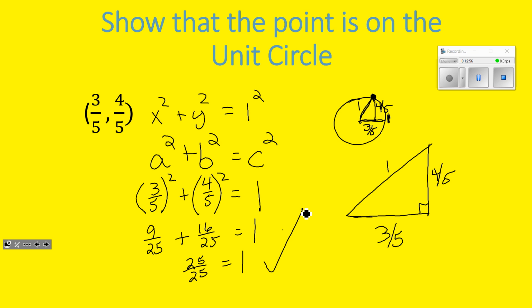What if it didn't equal 1? Then it's not on the circle. Okay? But as long as it equals 1, it's on the circle. Any questions about that? Okay.